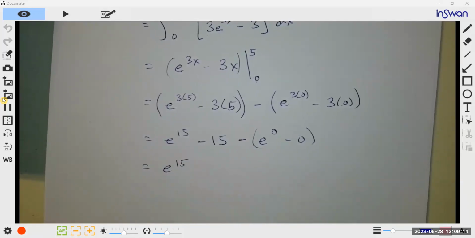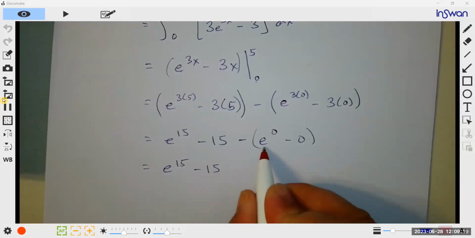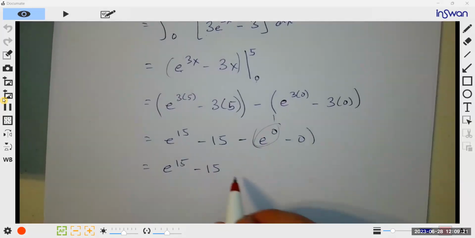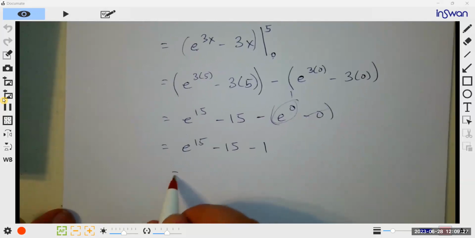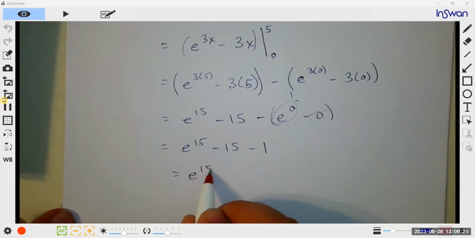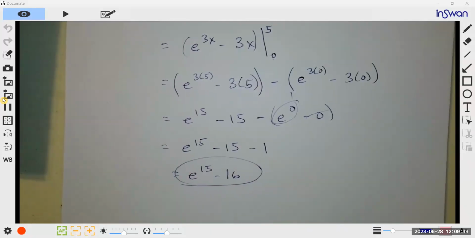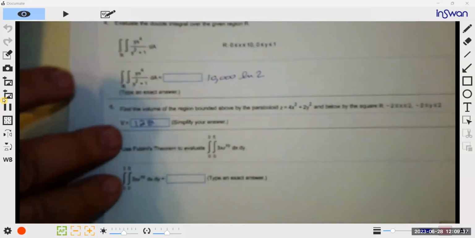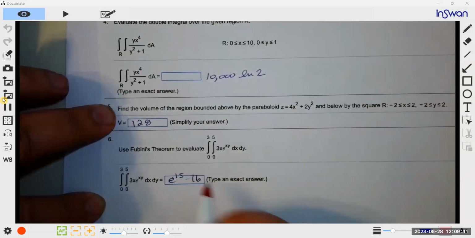E to the 15 minus 15, minus e to the 0, which is 1, and the 0 is gone. So the final answer is e to the power 15 minus 16.